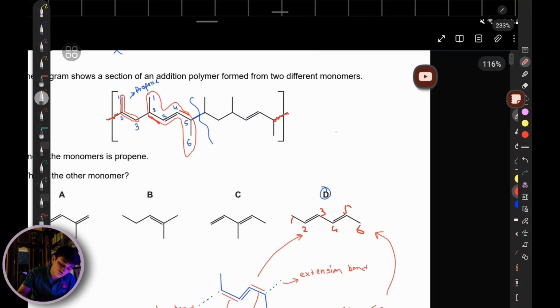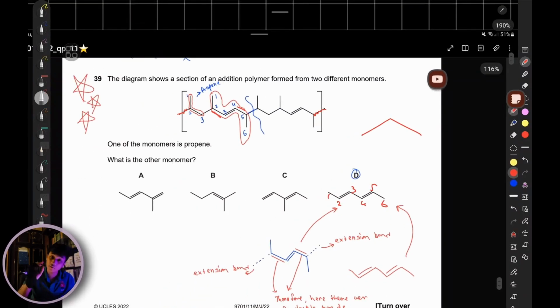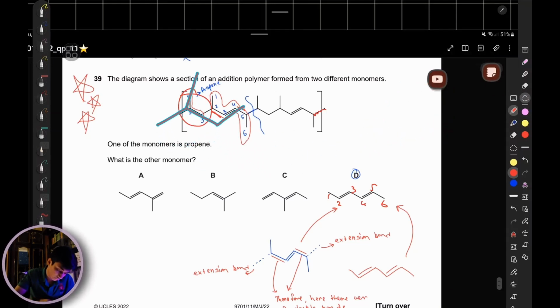Now, they've given you a clue, which is one of the monomers is propene. So if it's a propene, that's a propane and this is a propene. If it's a propene, this double bond is broken off, and there's an extension bond over here and an extension bond over here, meaning this bond is going to connect to another monomer, and this bond is going to connect to another monomer. Now, do we have something similar to this? Yes, we do. If you look at this part, if I draw this like this, yeah. So this is exactly the same as the part over here.